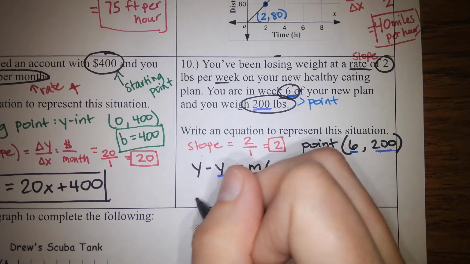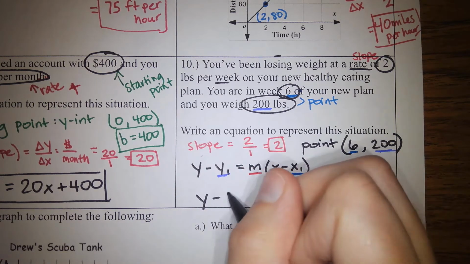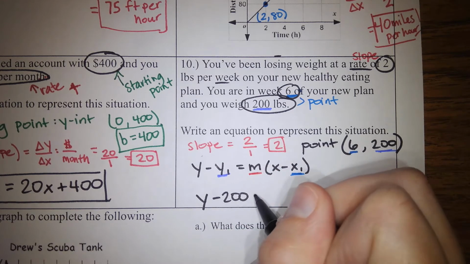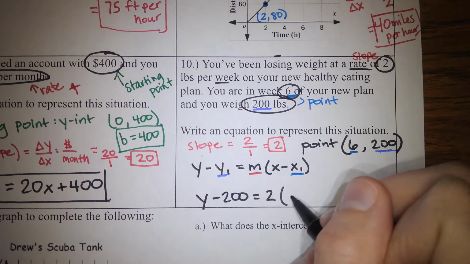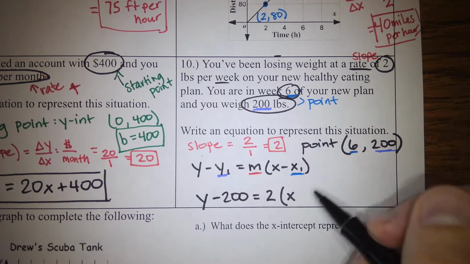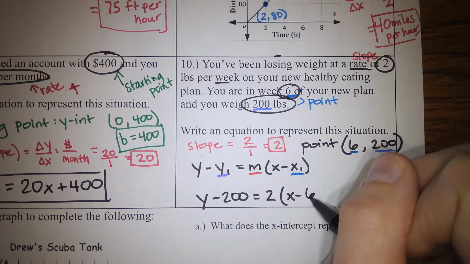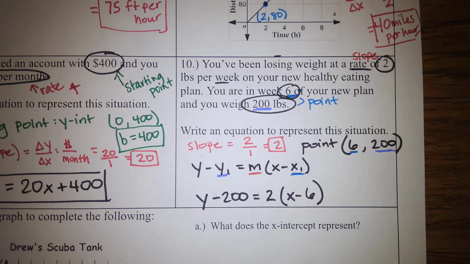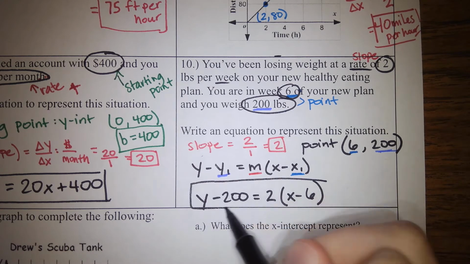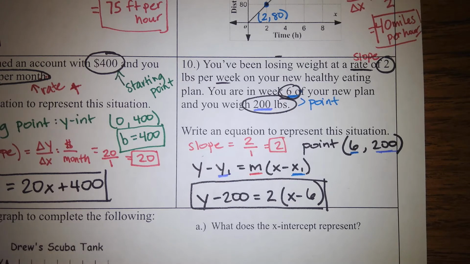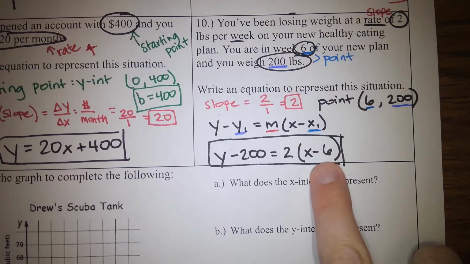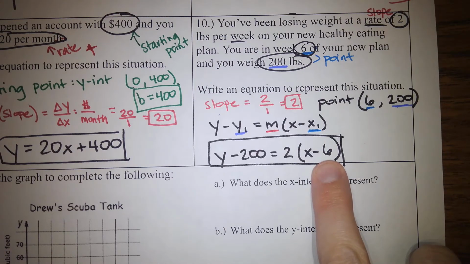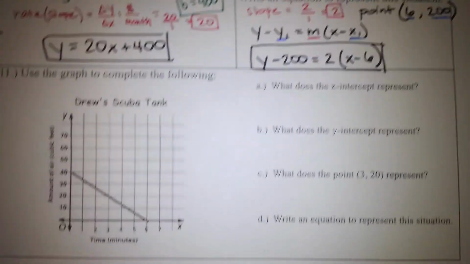So we get Y minus Y sub 1, which was 200, equals M, which is 2, times X minus X sub 1, which was our 6. So it looks like this is already simplified really wonderfully, so we can just be done right there. All right, so this would be our final equation for number 10: Y minus 200 equals 2 times X minus 6.